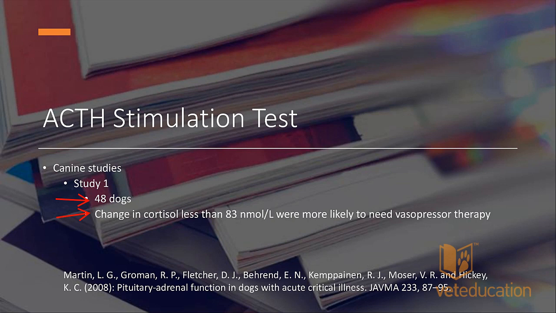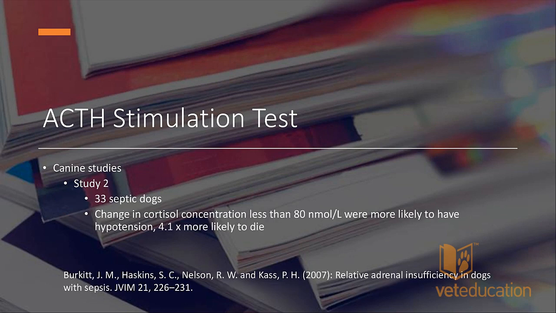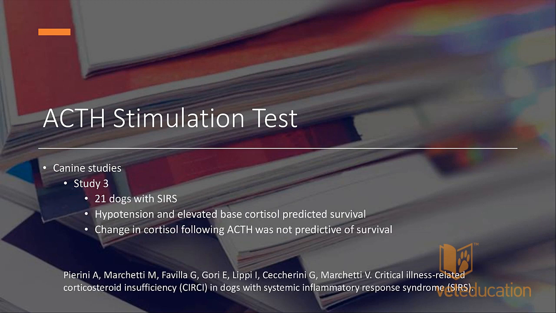So that sounded like it was a great study. It seemed to give a nice, clear result. Study 2 looked at 33 septic dogs, and they found that a change in cortisol concentration of less than 80 nanomoles per liter, so around about the same level, were more likely to have hypotension and were 4.1 times more likely to die. So the combination of these two studies suggests maybe we should do an ACTH stimulation test to try to detect whether or not a patient might need some additional cortisol.